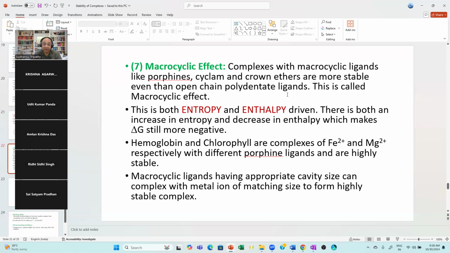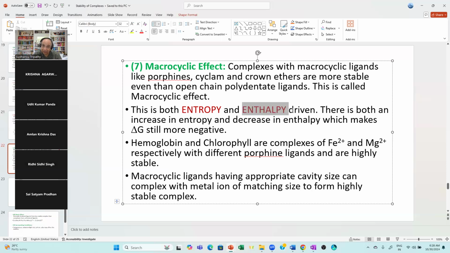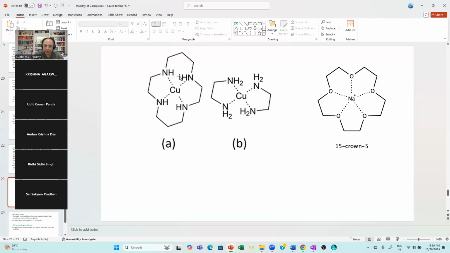So this macrocyclic effect, remember, is both enthalpy driven and entropy driven. Entropy increases, del S is positive, and del H becomes more negative. So, सोने पे सुहागा, the negative del H factor and positive del S factor make del G more negative. So the formation constant becomes more. So that is called macrocyclic effect. We have seen this is cyclam. This is entirely one ligand having tetra coordination, a tetradentate but cyclic ligand called macrocyclic ligand, and the effect is called macrocyclic effect, to increase the stability much greater.